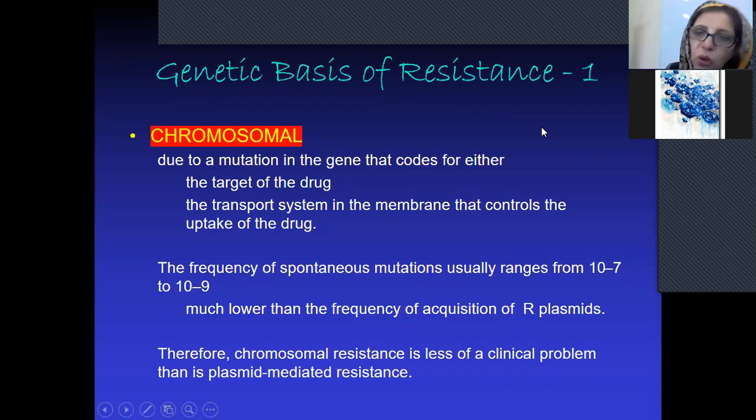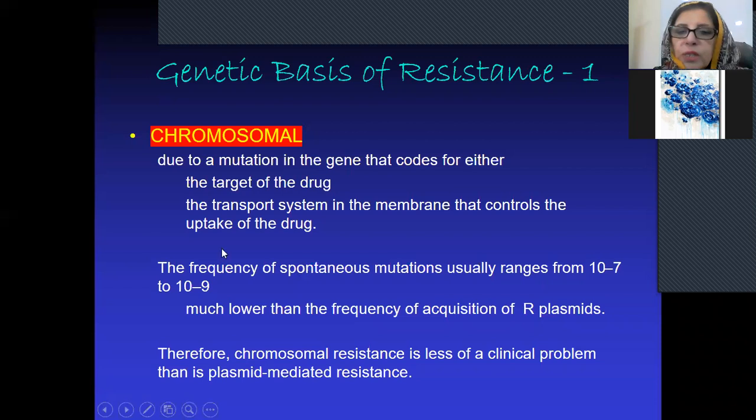Now, chromosomes undergo mutation in the gene that can either target the drug, or target the transport system in the membrane that controls the uptake of the drug. So we have a gene on the chromosome which undergoes a mutation, and as a result the target of the drug becomes altered, or the transport system gets altered. Since the target is changed, the antibiotic cannot attach to it. Since the transport system is changed, the antibiotic cannot pass through the membrane, and therefore it cannot reach its target site.